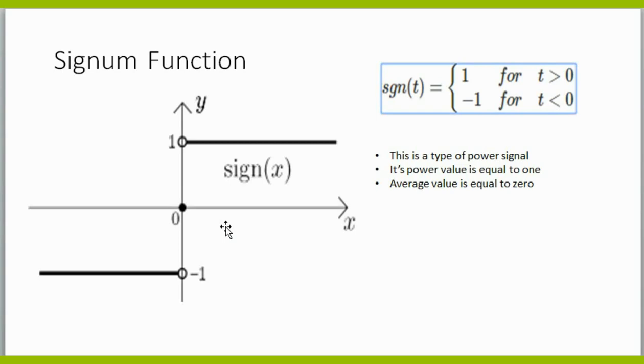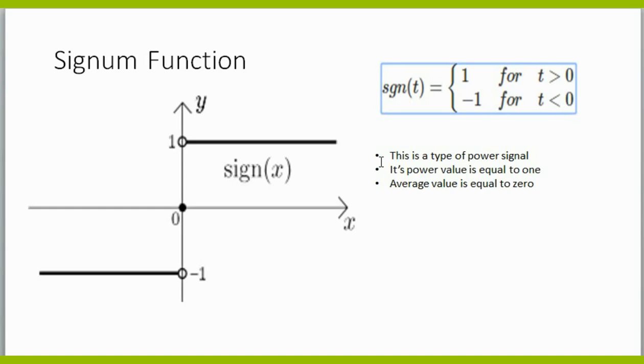The signum function can be expressed with this equation: signum of t is equal to 1, that is amplitude 1, when t is greater than 0, and minus 1 for t less than 0, and at 0 its amplitude is 0. This is a type of power signal. Its power value is equal to 1 and its average value is equal to 0. As you can see in the diagram, the amplitude on the positive and negative sides will cancel out each other, so the average value is equal to 0.